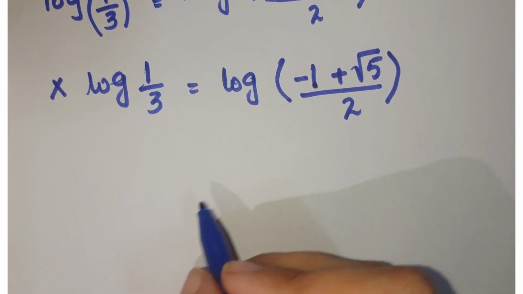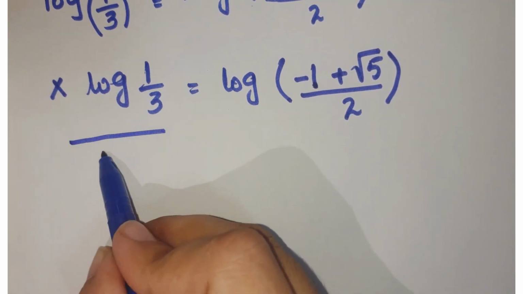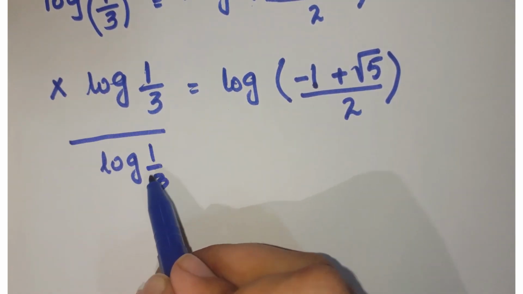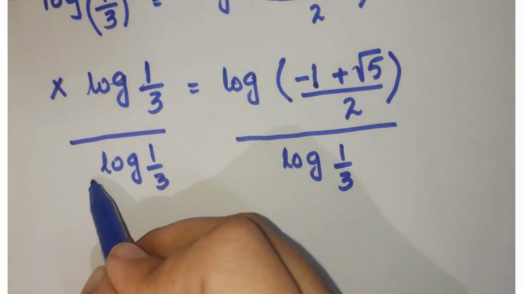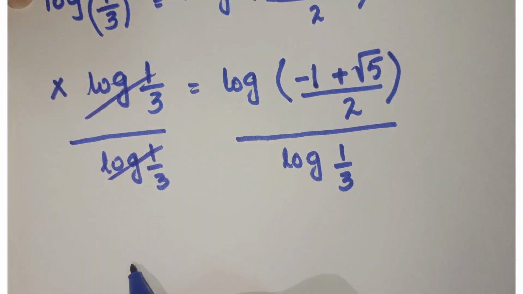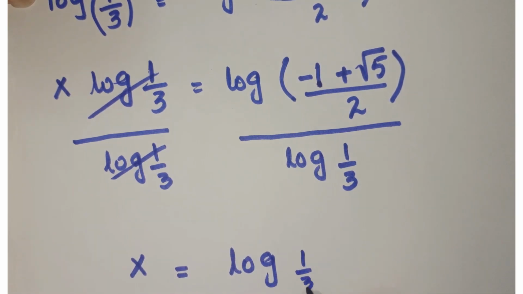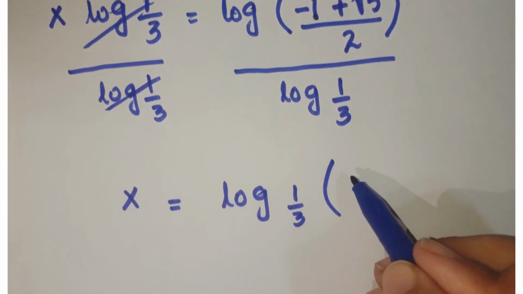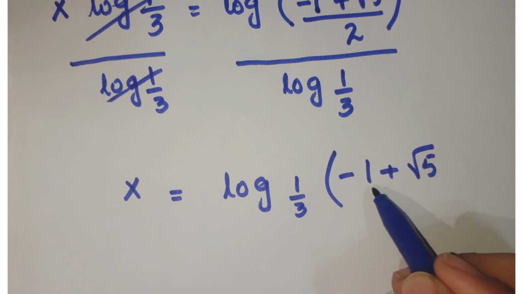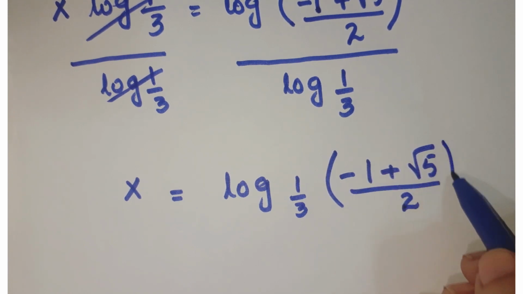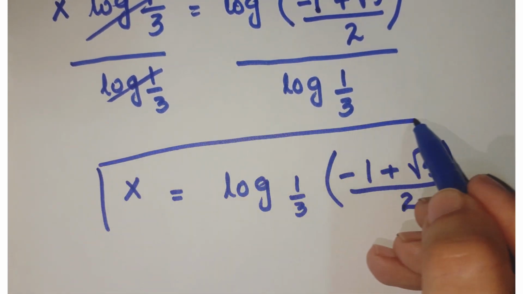Now divide by log of 1 upon 3 on both sides. So this and this is cancelled. So you get x, and here you can write it as log to the base 1 upon 3 of the whole bracket minus 1 plus under root 5 upon 2. And this is our required answer.